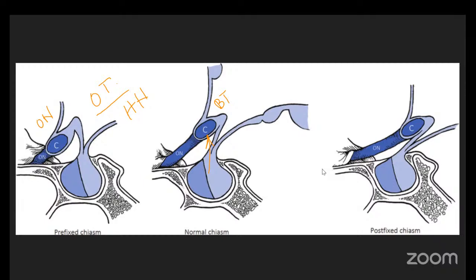Okay. What happens in a postfixed chiasm? In a postfixed chiasm, the optic nerve is longer than the normal length. So when this lesion grows, it ends up compressing the optic nerve, often on a single side. So what is going to happen? Single eye vision loss. Yes, monocular blindness, and sometimes junctional scotoma as well. So what is more common in pituitary tumors, papilledema or optic atrophy? And if optic atrophy, what sort of optic atrophy?